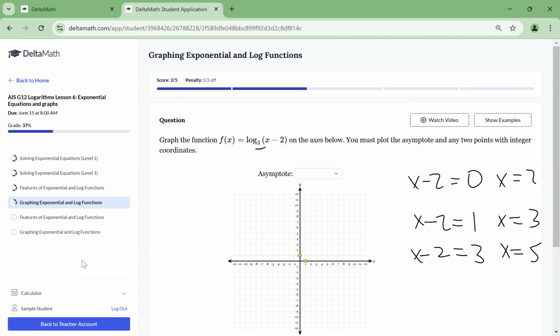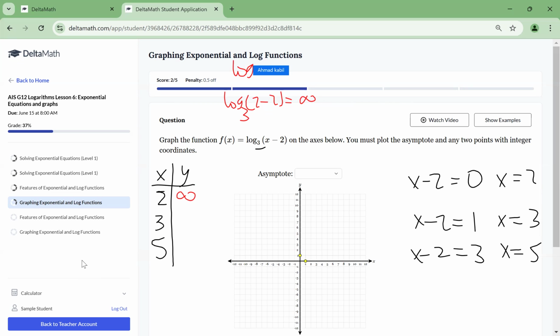So we have a table, x and y. X is 2, 3, and 5. We substitute in the equation. So for x is 2, we have log base 3 of 2 minus 2, which is infinity, because log 0 is math error or infinity. And if we put 3, we get log base 3 of 3 minus 2, which is just log 1, and this is 0. So we put 0 here.